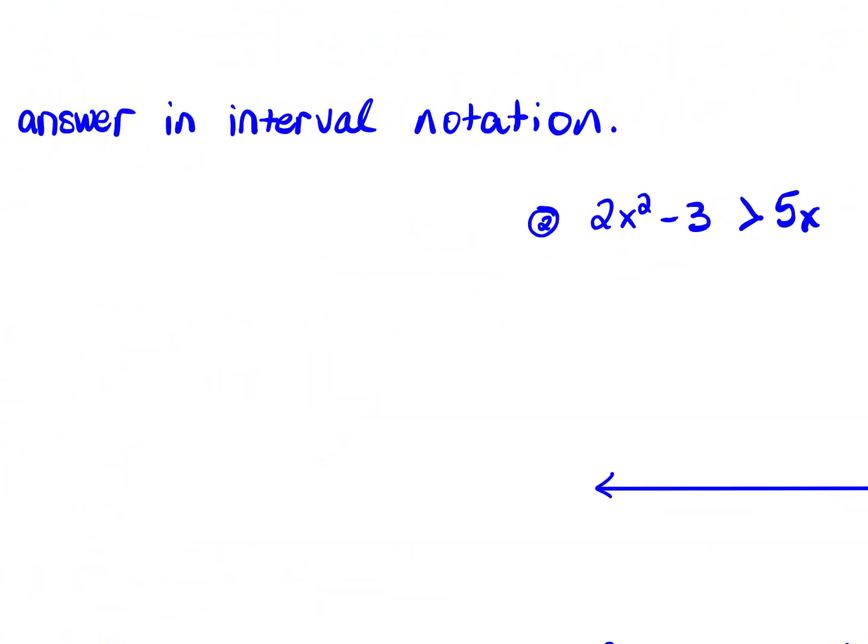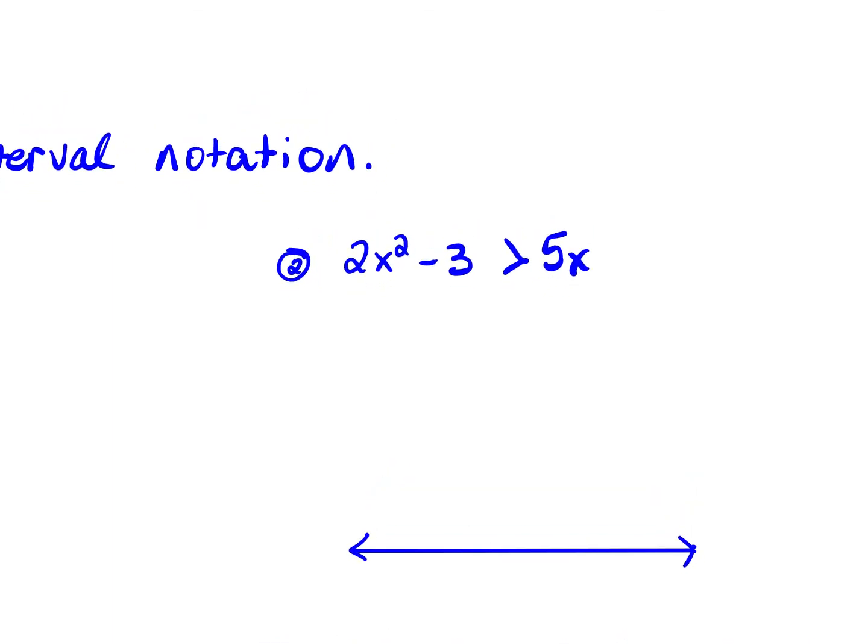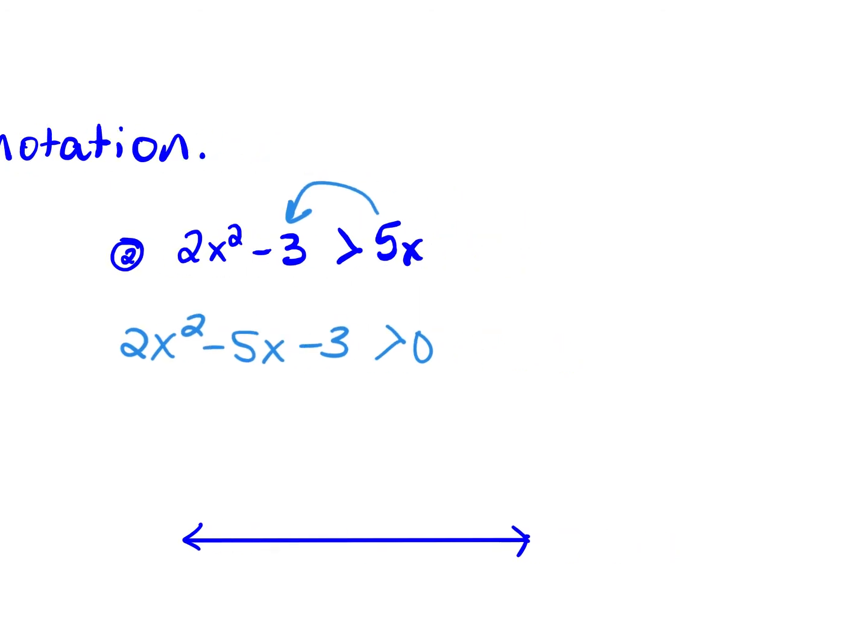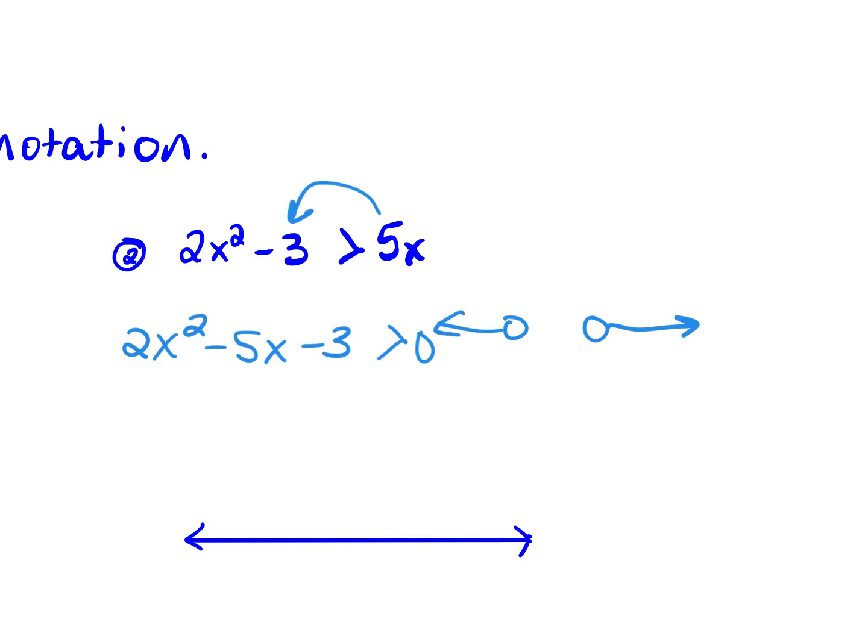Same kind of thing. I have a non-linear inequality. So I need to first move everything where? To one side. I'm going to take positive 5x and move it over here. So do you guys agree with me? This becomes 2x squared minus 5x minus 3 greater than 0. Okay, now that everything's on one side and 0's on the other, what kind of dots do I have? Open. Both of them are open. And if it's greater, which way do I shade? Perfect, to the outside. Good job, guys.